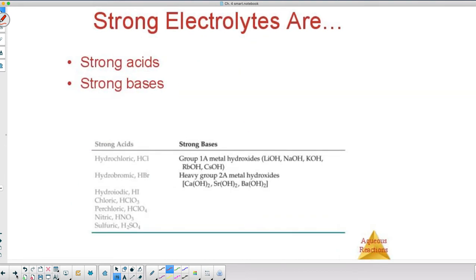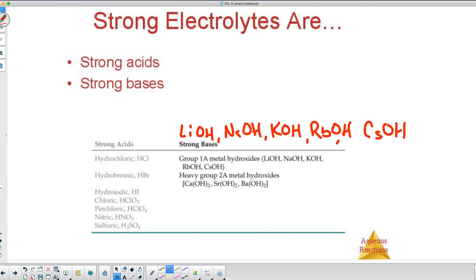So here's the strong electrolytes. This is strong acids and strong bases. So all of group metal 1 with hydroxide. So that means lithium hydroxide. It means sodium hydroxide, right? It means potassium hydroxide, rubidium hydroxide, and what's the other one? Cesium hydroxide. So these are all strong bases.